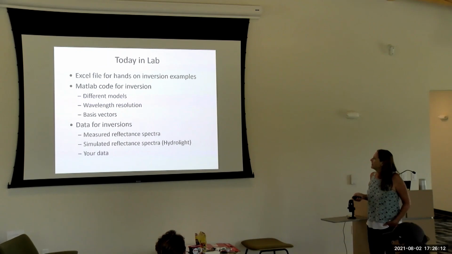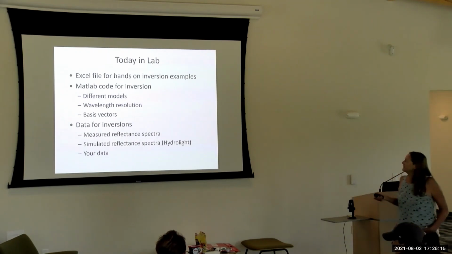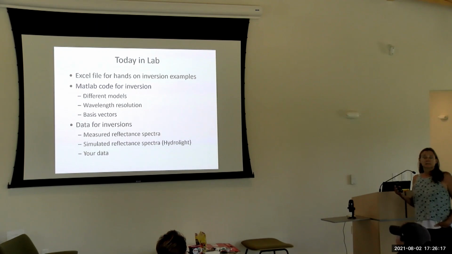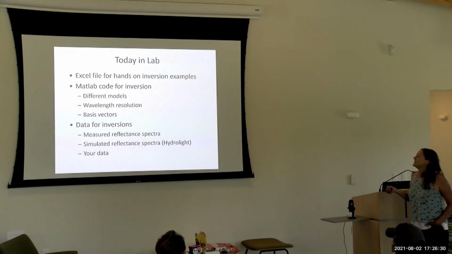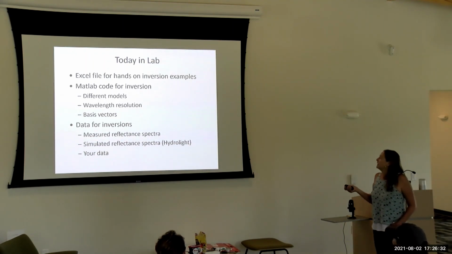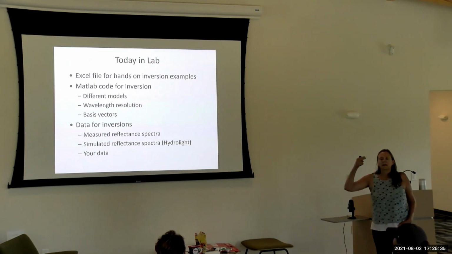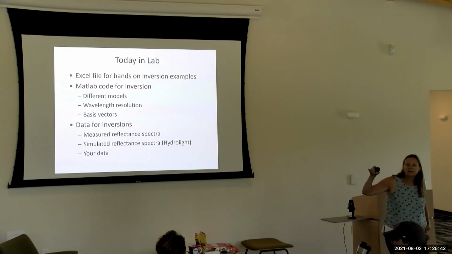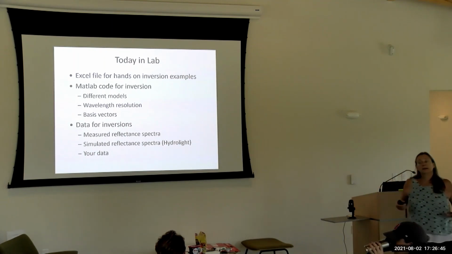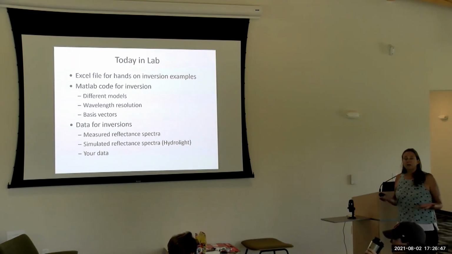So what we're going to do in lab today, I'm giving you an Excel file. We're going to do inversions by hand to see who can get the best inversion by eye. There are some reasons why I do that. Having you do it by hand first makes you so happy to have MATLAB code. Then I'll give you the code that I've written, which gives you different models, where you have one component of phytoplankton, two components of NAP and CDOM, two components of backscattering, every combination that you can put in, and a bunch of different eigenvectors, and you can just run them all.